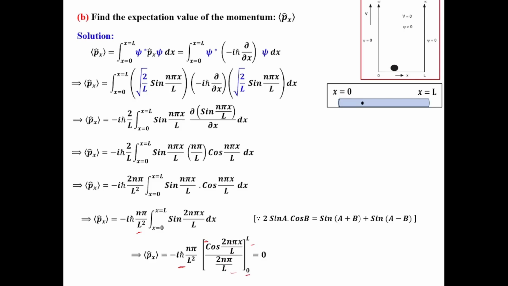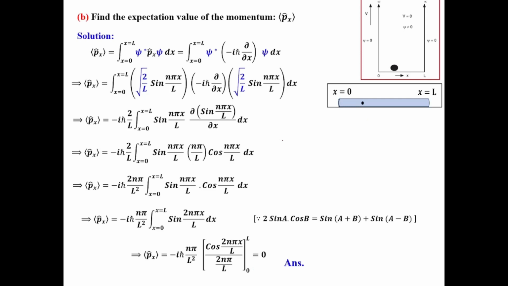Okay, here you can see minus minus will be plus. If I put the upper limit L, this will be cos 2n pi, whose value is 1. Then minus the lower limit, if I put x as 0, cos 0 is also 1. So finally we find 0. So here we found the expectation value of momentum for this quantum dynamics, the one-dimensional box problem. The momentum for this dynamics is 0.